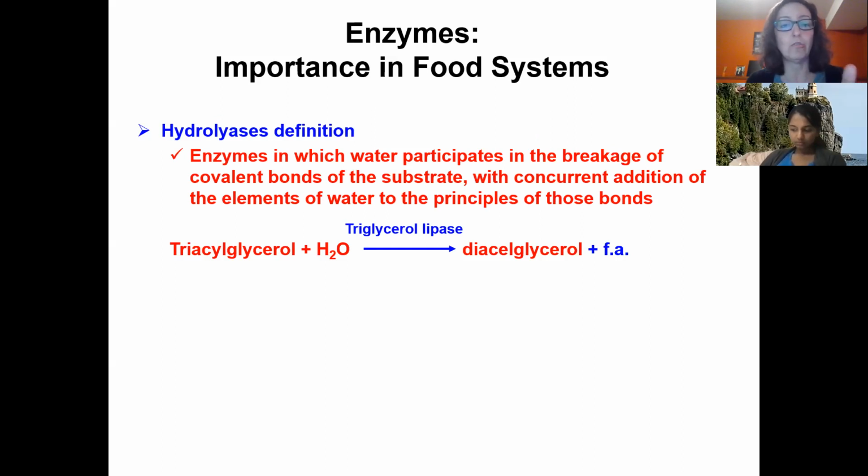For example, if we have triacylglycerol and we use lipase, it breaks off one fatty acid in the presence of one water molecule, and you get diacylglycerol, and the water components are now part of the diacylglycerol. So that's why it's called hydrolase. There's the hydro, there's the water. So the water is part of the reaction. A hydrolase breaks a covalent bond, and then the water components are taken up by the compound.